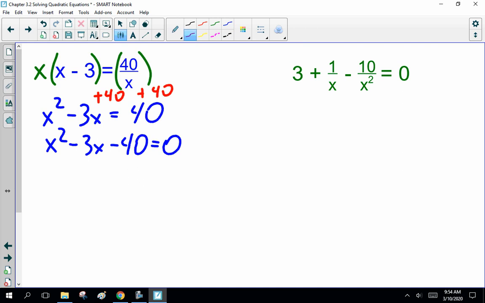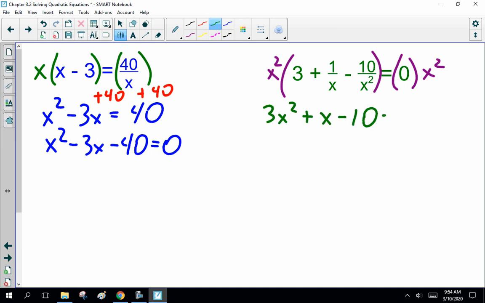So, for this example, I will in a moment ask you to pause the recording, factor and solve the x squared minus 3x minus 40. But I do want to go on and do this other one. How do I turn this into a quadratic? Well, I cannot have a divide by x squared, so I multiply both sides, and notice, as long as I multiply both sides by the same thing, I'm not changing the equation. 3x squared plus x minus 10 is equal to 0. Now, here you have two quadratic equations. Pause the recording, factor, solve. Come back and check your work.